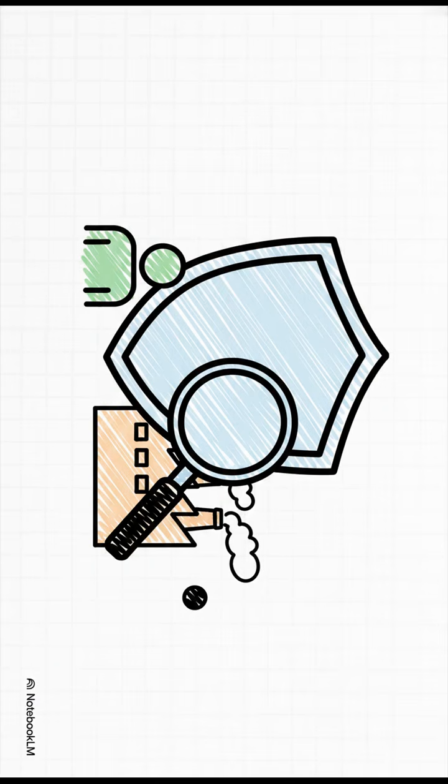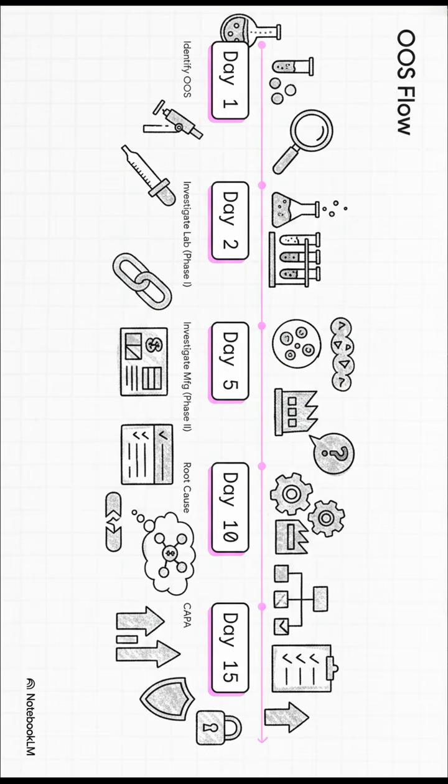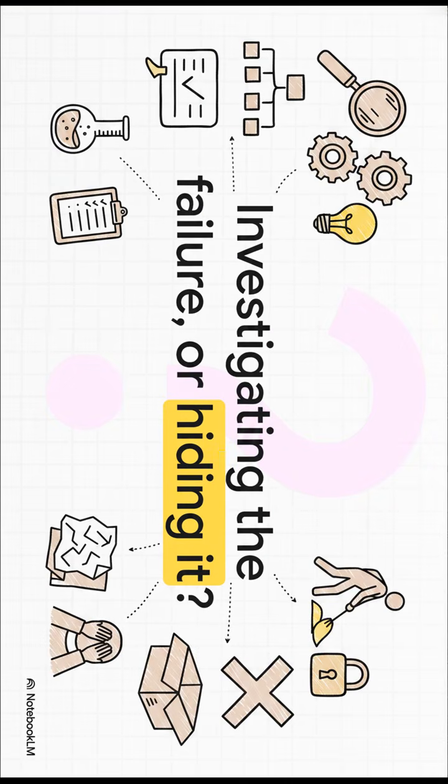Remember, an OOS is just a data point. A robust investigation protects the patient, and obviously the company too. Just stick to this strict flow, from identification and investigation all the way to root cause and CAPA. As we wrap this explainer, ask yourself one question. Are you truly investigating the failure, or just hiding it?